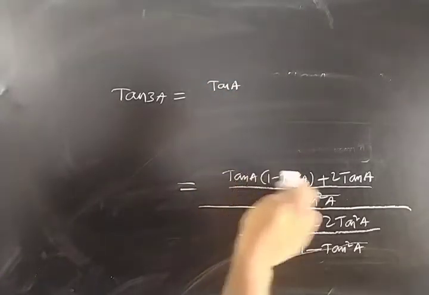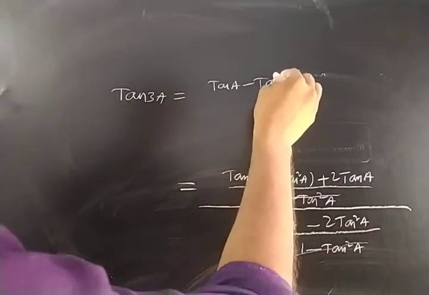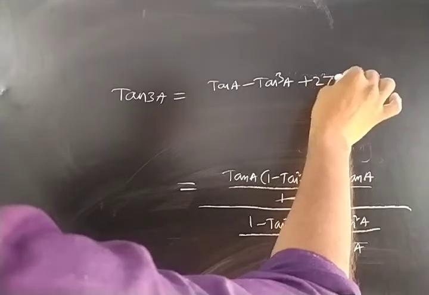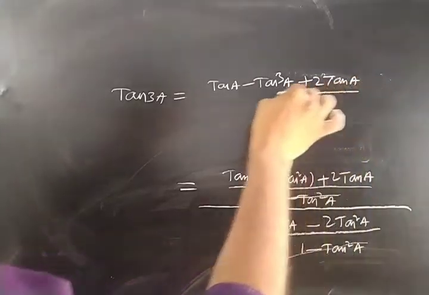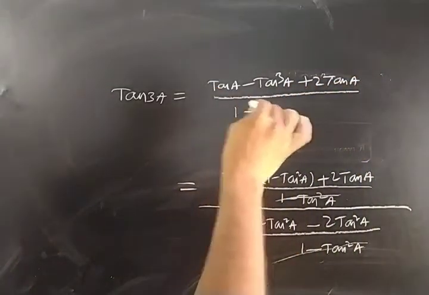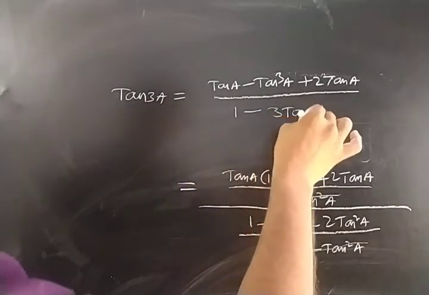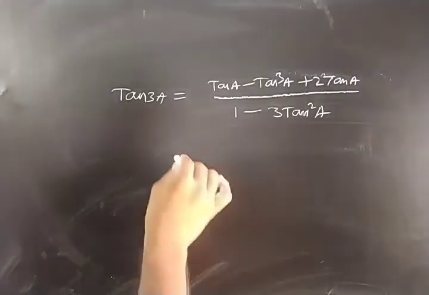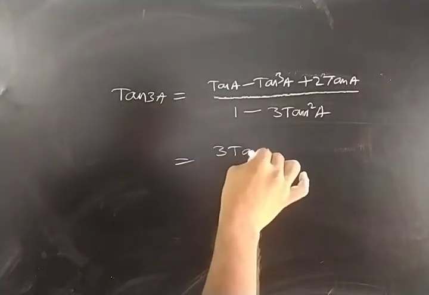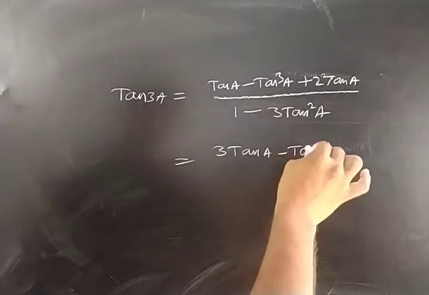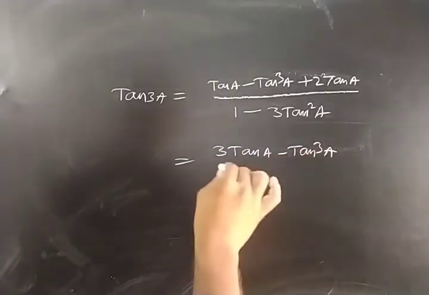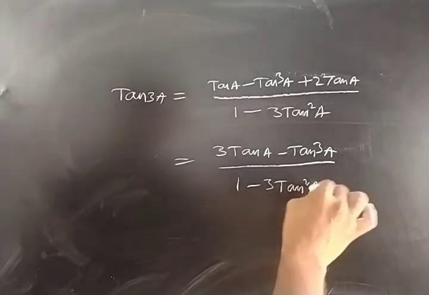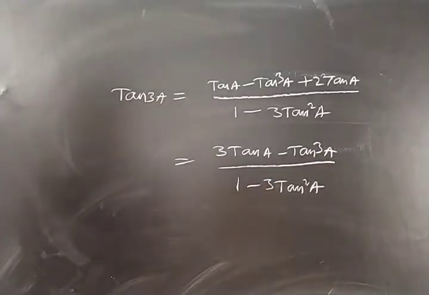Then tan 3A becomes tan A into 1 minus tan square A, that is tan A minus tan cube A, plus 2 tan A, upon the denominator 1 minus 3 tan square A. So here by simplifying we got 3 tan A minus tan cube A by 1 minus 3 tan square A. This is the tan 3A form.